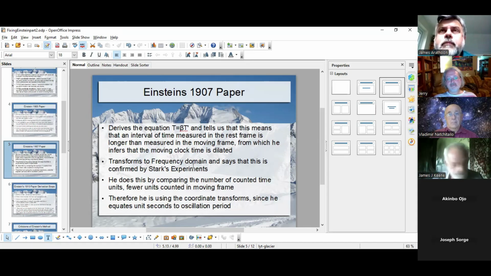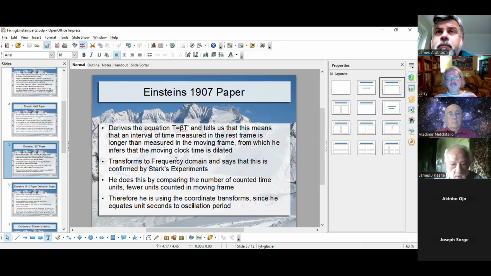Now, primarily, I think the main motivation for this is because he wants to claim that his theory is confirmed by these experiments. So the canal ray experiments are when you accelerate an atom to a high velocity, the frequency radiated by the atom is shifted when it's accelerated.